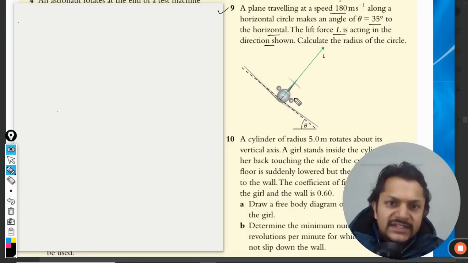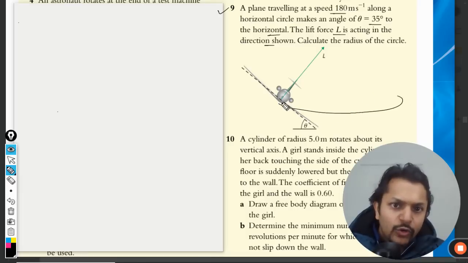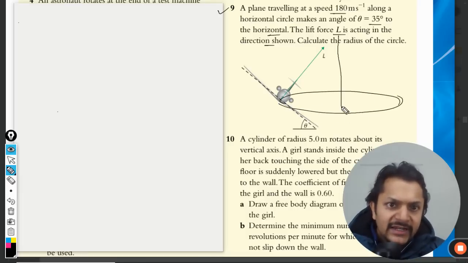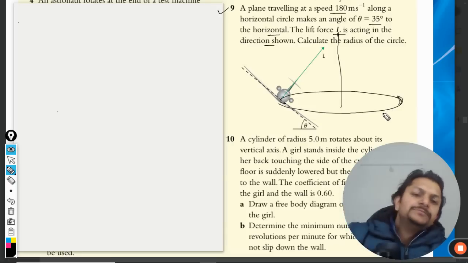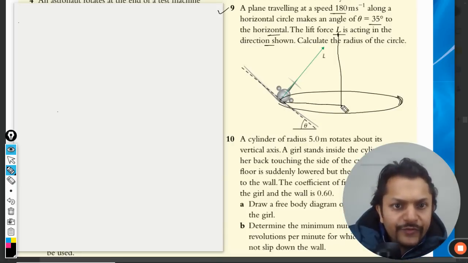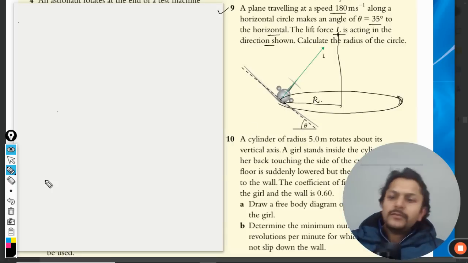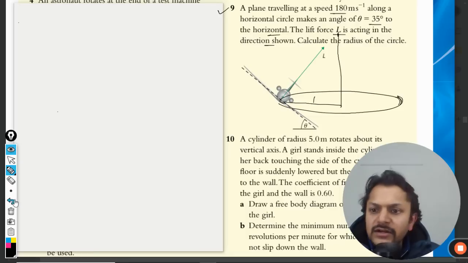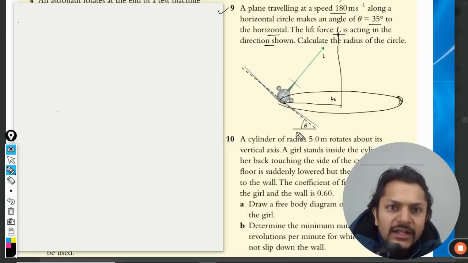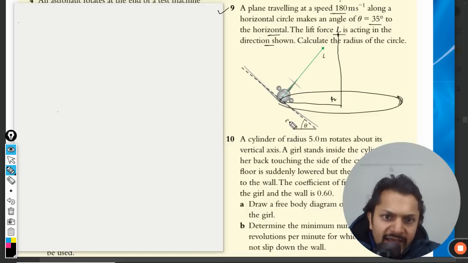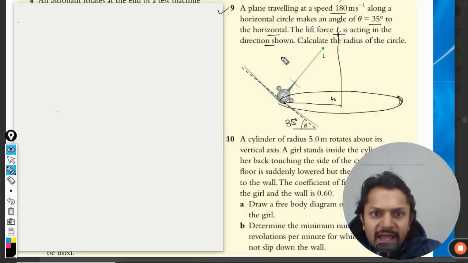So this is clearly a case of a conical pendulum like this, and this will be some kind of center there, and this aeroplane is going to move in this circle. So we want to find the radius. I will write small r for the radius.